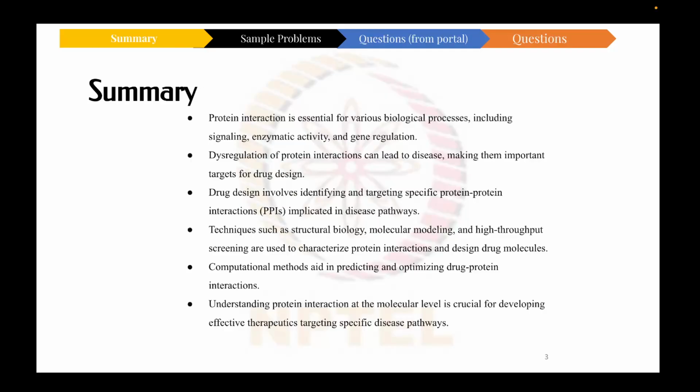Once these interactions are characterized, one can design molecules, often referred to as ligands or inhibitors, that selectively bind to the target proteins, either enhancing or inhibiting or reducing their interactions. Computational methods are employed to predict how potential drug candidates interact with their target proteins. This allows researchers to optimize drug molecules for improved binding affinity, specificity, and pharmacokinetic properties.